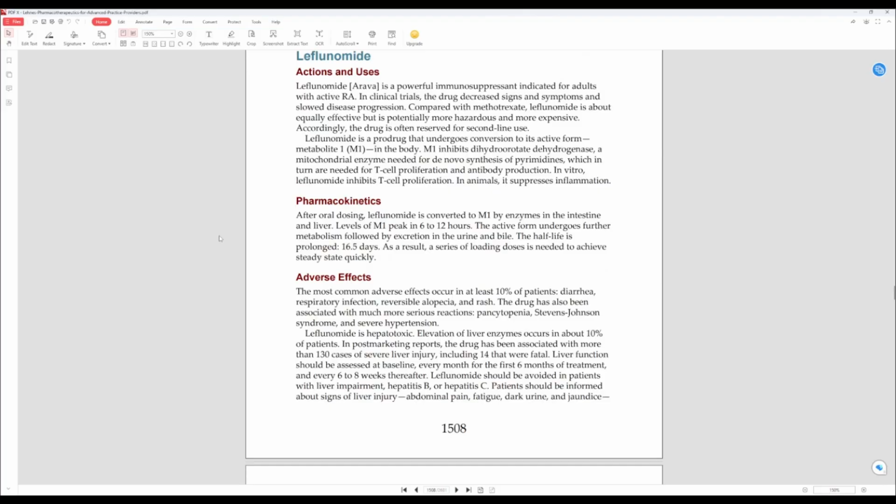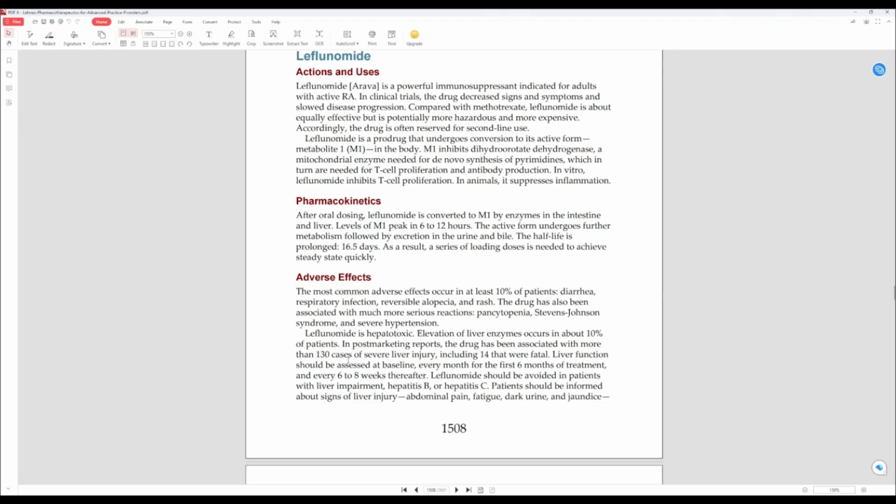Which brings us to leflunomide. Leflunomide is a powerful immunosuppressant indicated for adults who have active rheumatoid arthritis. In clinical trials, the drug decreased signs and symptoms and slowed disease progression. Compared with methotrexate, leflunomide is about equally effective, but is potentially more hazardous and much more expensive. Accordingly, the drug is often reserved for second-line use.